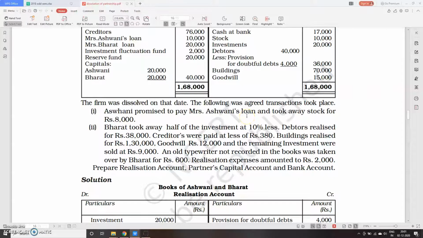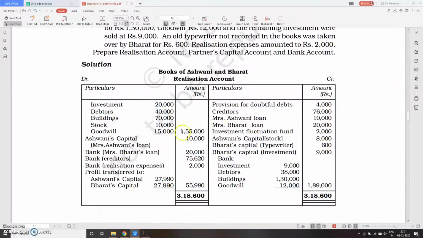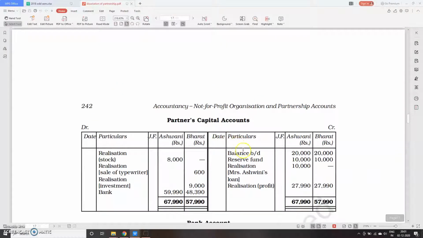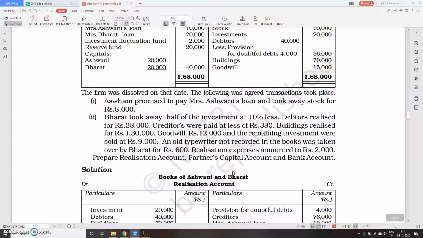So what will happen? In the realization account, we will transfer Mrs. Ashwani's loan to Ashwani's capital, because he is taking away the full value of 10,000. Once Ashwani's capital is debited in the realization account, it will be credited also here in the capital account: Mrs. Ashwani's loan 10,000. So the first part is done.